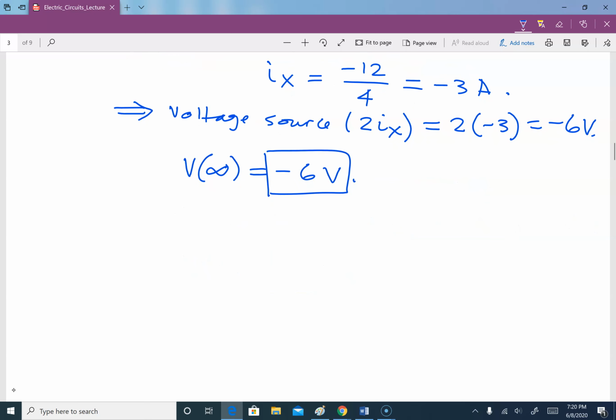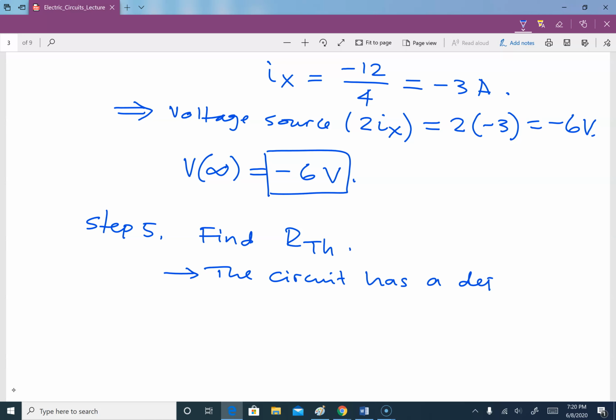Step 5. Step 5 is find R Thevenin. How are we going to find R Thevenin? We have over here the circuit has a dependent source plus an independent source.